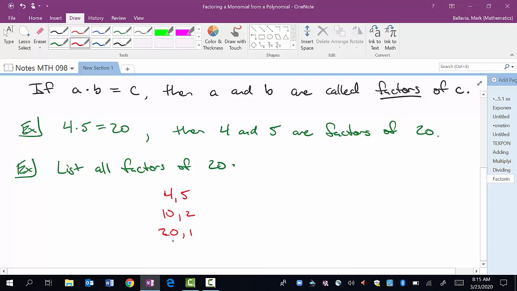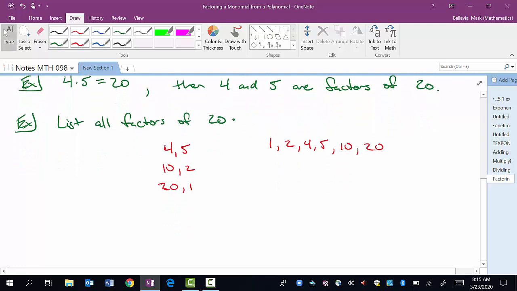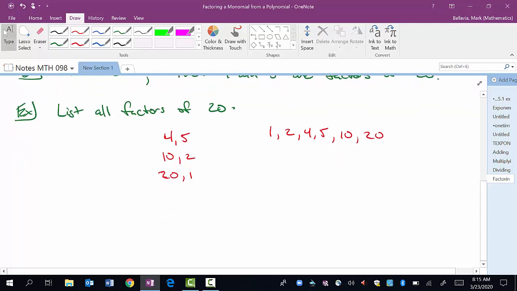So if I was listing all the factors of 20, I might list them as 1, 2, 4, 5, 10, and 20, listing them in ascending order. But if you list them in pairs, it's probably the easiest way to find them all. We'll talk a little bit more about that later, but just making sure we understand that a number could have more than one set of factors.